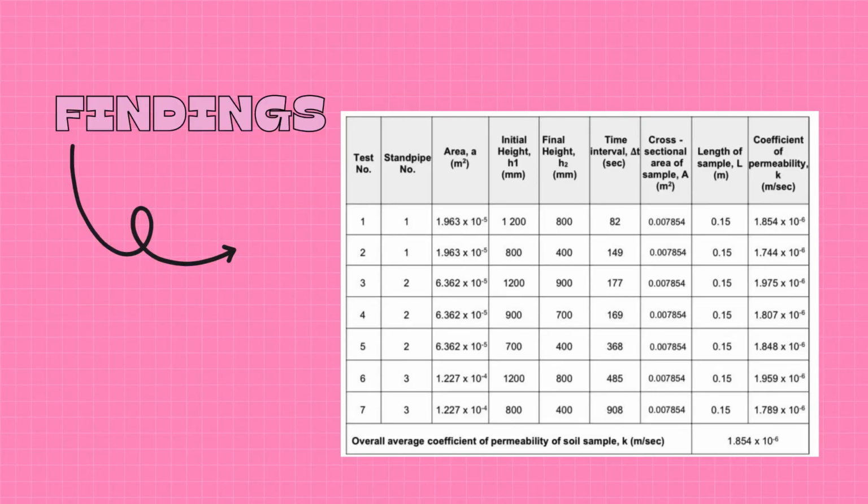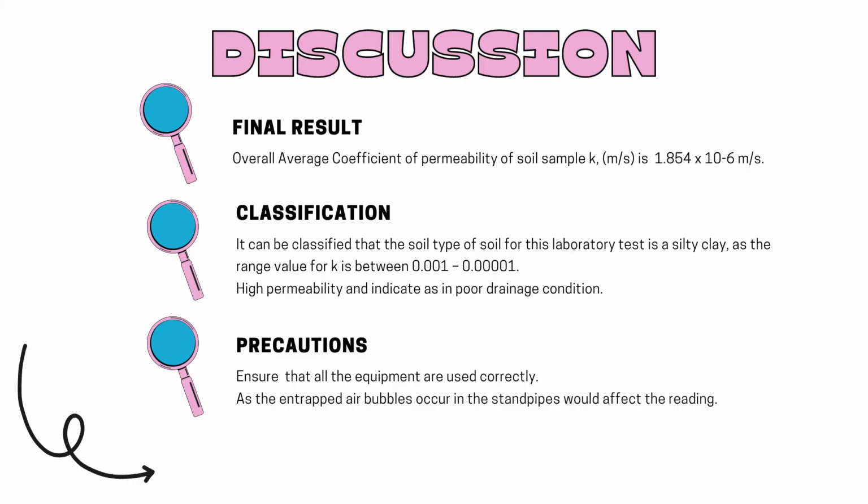This is the expected result that has been obtained in this permeability test. For discussion, the overall average coefficient of permeability of the soil sample is 1.854 × 10^-6 meter per second. It can be classified that the soil type is a silty clay with high permeability and also in a poor drainage condition.